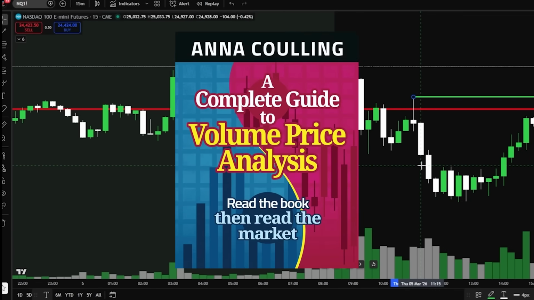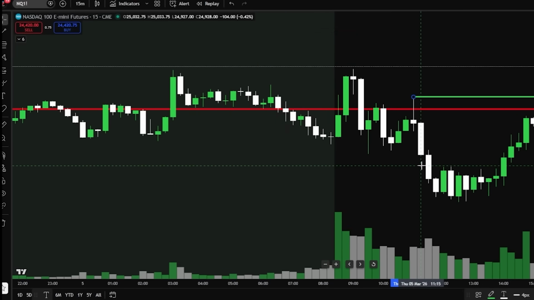You have to realize, if you've read the book Complete Guide to Volume Price Analysis, that a freight train like NASDAQ is incredibly hard to slow down, turn, and then go back the other direction. NASDAQ is a massive product with tons of notional value.